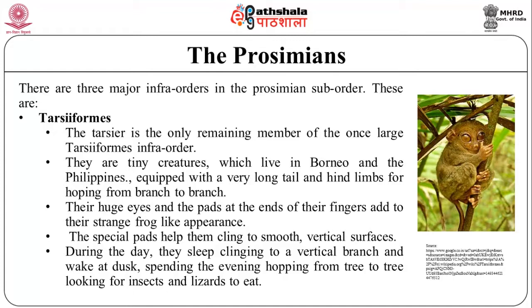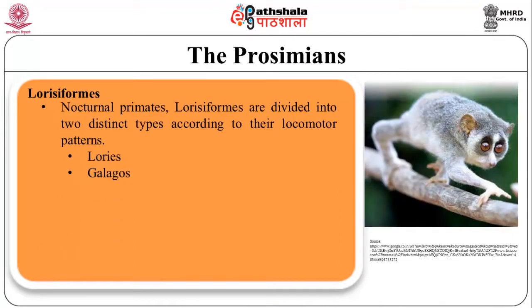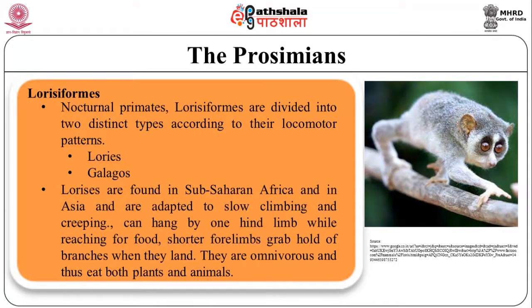They wake at dusk and spend the evening hopping from tree to tree, looking for insects and lizards to eat. Now, Lorisiformes. Nocturnal primates, Lorisiformes are divided into two distinct types, lorises and galagos, according to their locomotor patterns. Lorises are found in sub-Saharan Africa and in Asia.